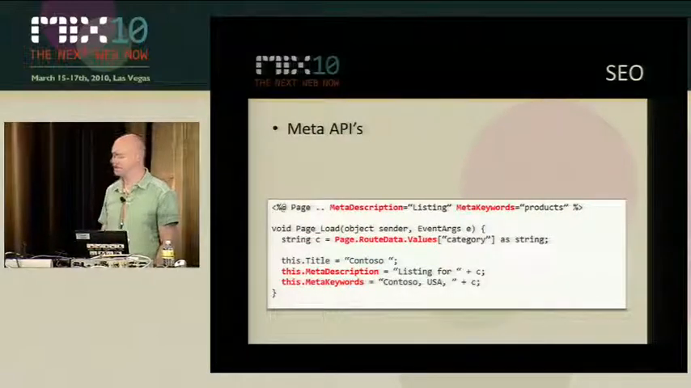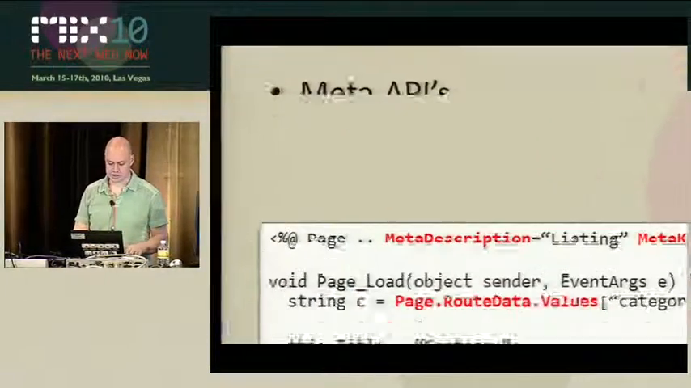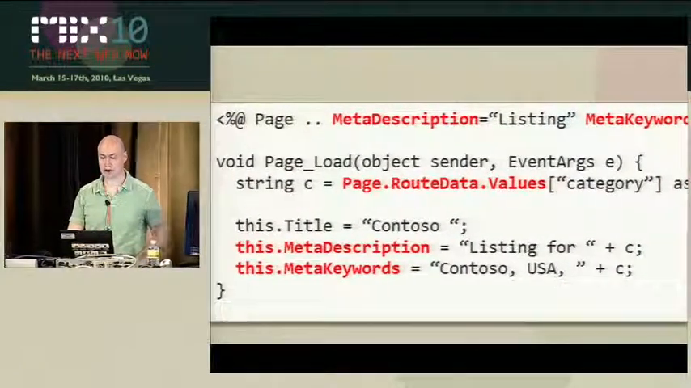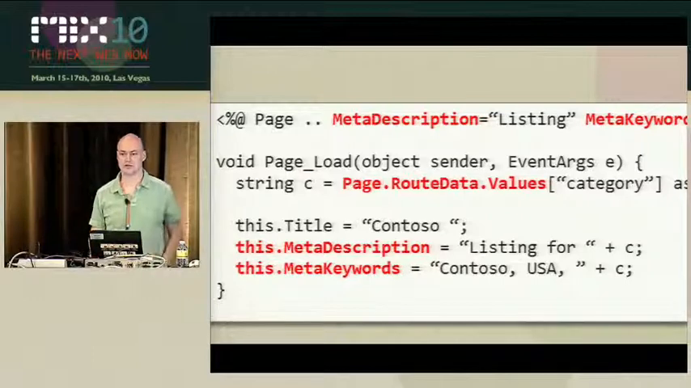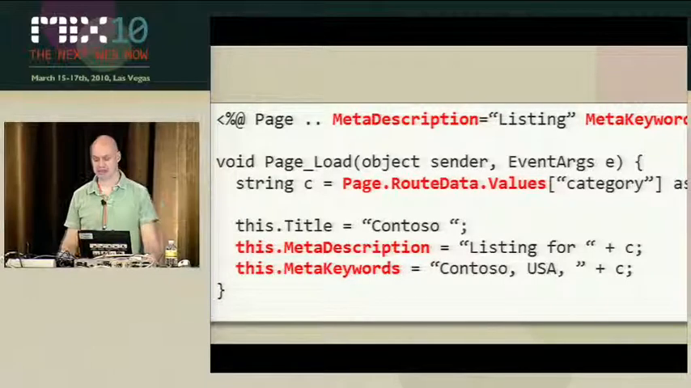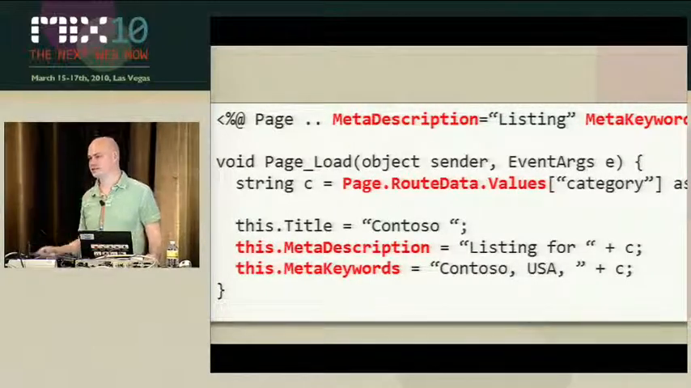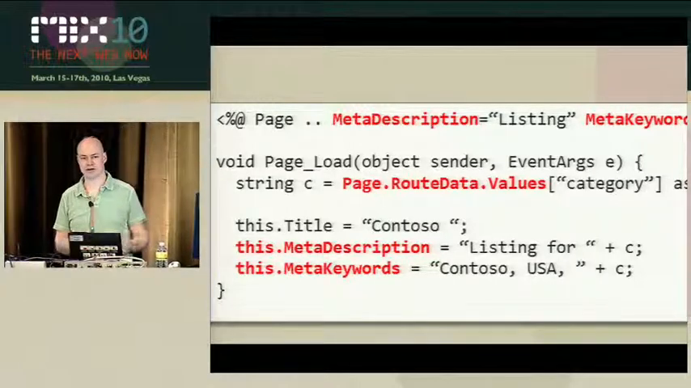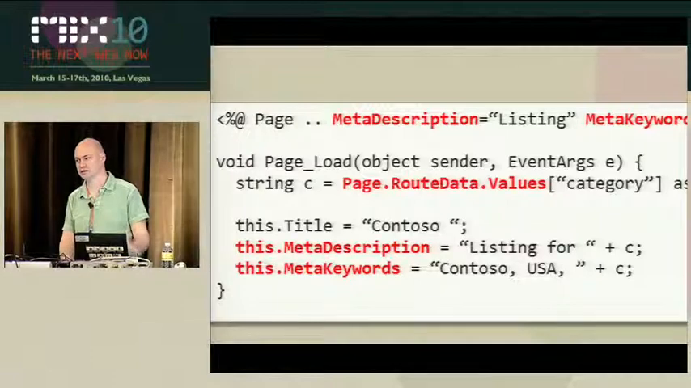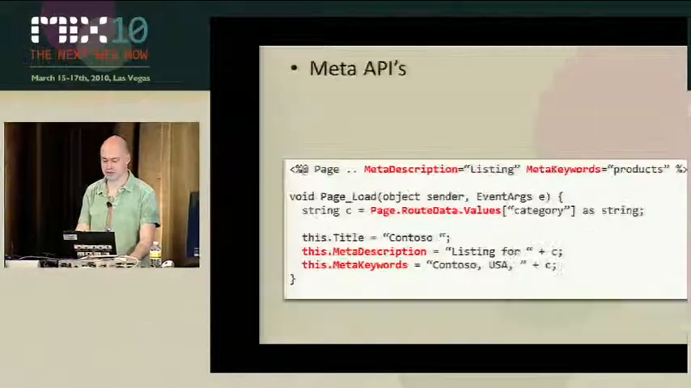And here's the idea of these meta APIs. These allow you to say meta description right in the page declaration, and then you also can do them programmatically. So what that lets you do, as this is showing, is you can programmatically say this is product description for a specific product and set it dynamically.